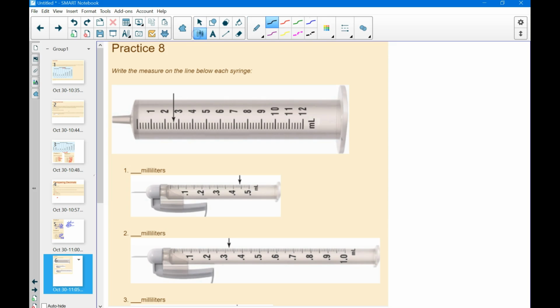We can see that it's in mils, and it goes up to 12. So each one of these is a mil. 1, 2, 3, 4, and so on. So that would be a mil.